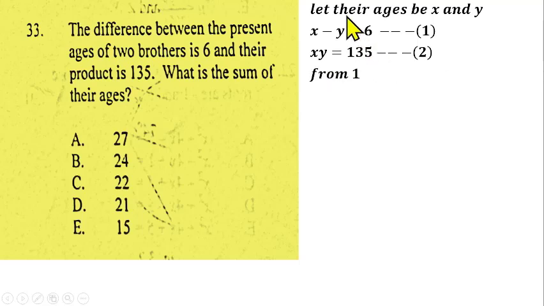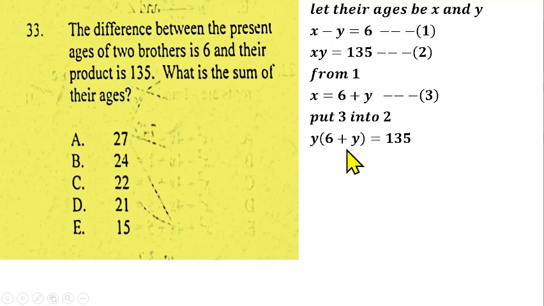From equation 1 you can make x the subject of the formula. So x will be equal to 6 plus y, which is equation 3. You can now put this equation 3 into equation 2. So that will give us y into x, that is y times (6 plus y) equals 135. Open the bracket. You have y squared plus 6y equals 135.